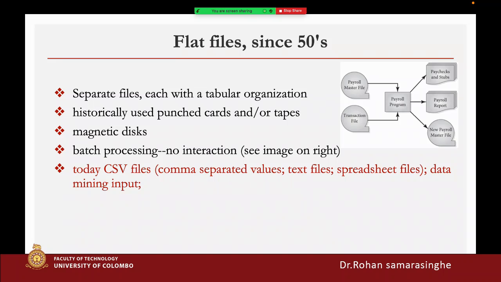Another one is that multiple users cannot be used simultaneously. So only one user at a time can be used. Today, CSV files, comma separated values, text files, and spreadsheet files can be given as examples, and data mining. As for batch processing, updating and deleting of the data is a little bit difficult in these flat file systems.